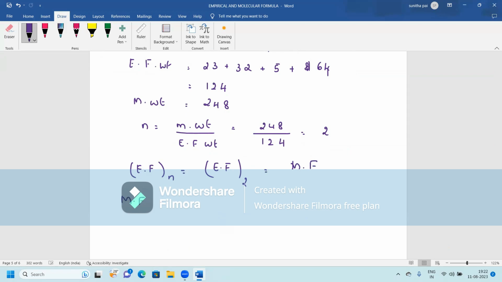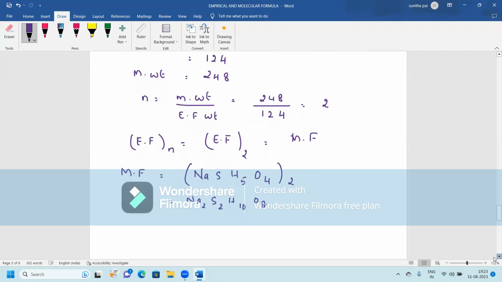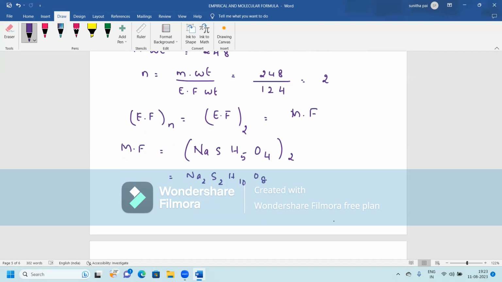Therefore, molecular formula is empirical formula, which is NaSH5O4, repeated 2 times. That is Na2S2H10O8. But the question was telling us that all the hydrogen present is in the form of water of crystallization. So I must rewrite the molecular formula.